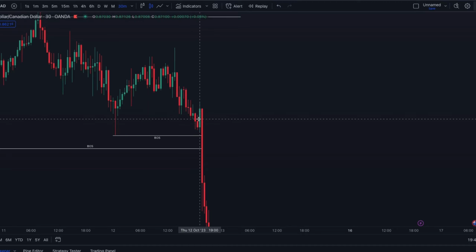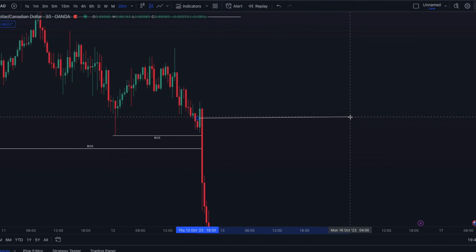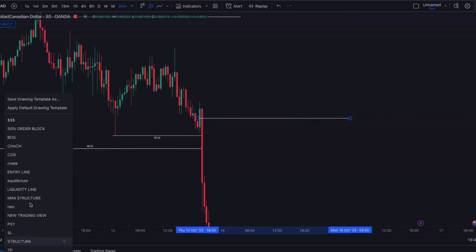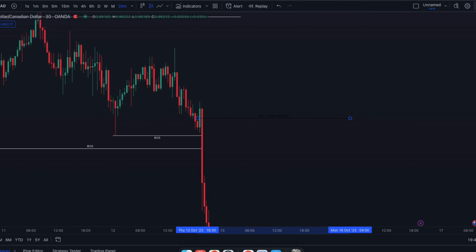Okay, so 50% of the order block always gets filled. So what I'll do is I'll draw a line in between it. I'm really good at catching it, so I don't need to use other tools. That's 50% of the order block. All right, so 50% of the order block.